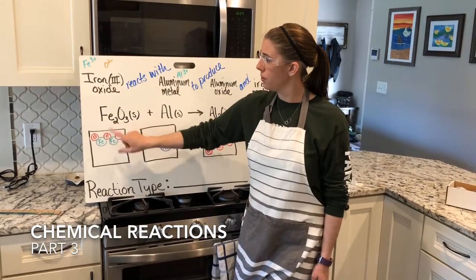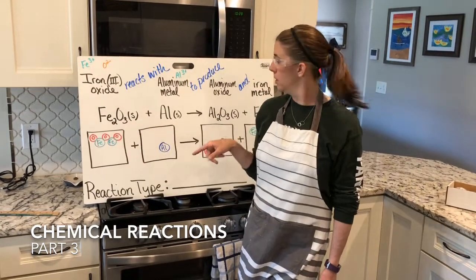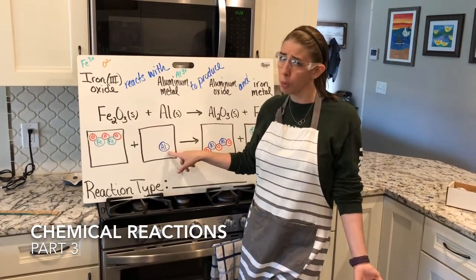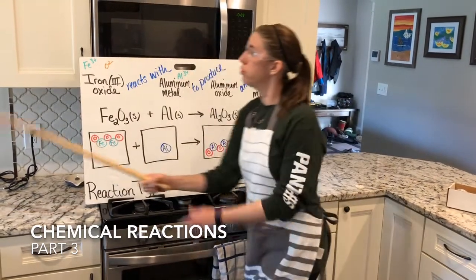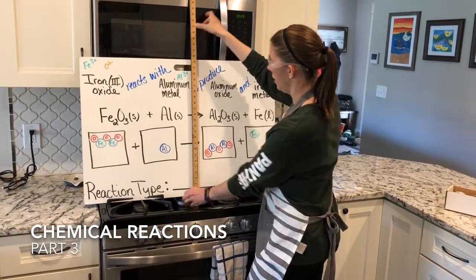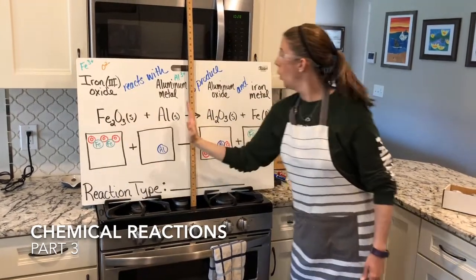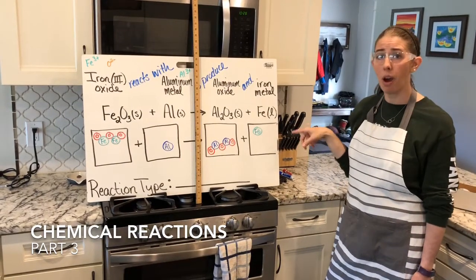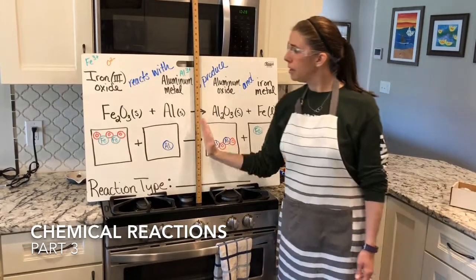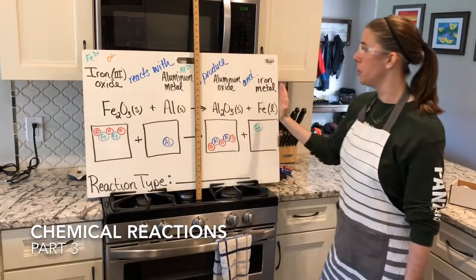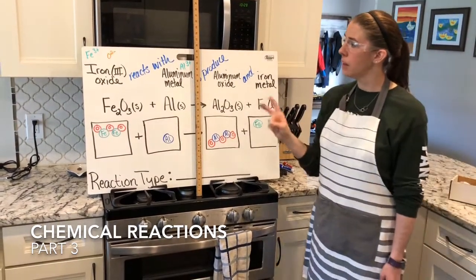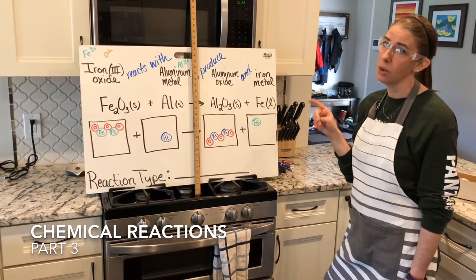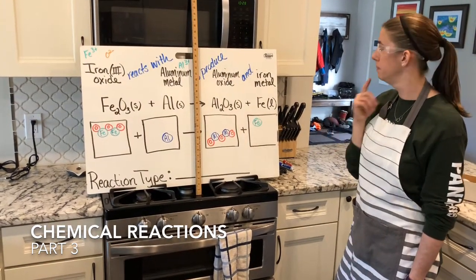I have my 2 irons, I have my 3 oxygens. Aluminum is just Al, solid. So I just have 1 aluminum atom. I'm trying to balance the reactants with the products. So I'm going to give you just a second to take a look at this, or maybe pause the video. What am I going to need to do to balance? Both sides have the same number of aluminums, irons, and oxygens on both sides. Go ahead and pause the video and think about that for a second.